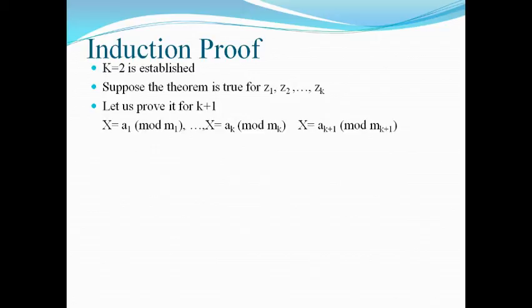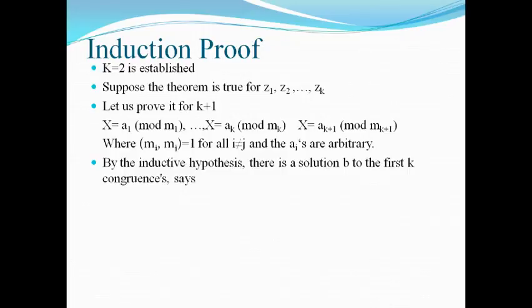Here x is congruent to a1 mod m1, to x is congruent to ak mod mk. Then we can write x is congruent to a(k+1) mod m(k+1), where gcd(mi, mj) equals 1 for all i not equal to j and the ai are arbitrary. By the inductive hypothesis, there is a solution b to the first k congruences, say b is congruent to a1 mod m1, b is congruent to a2 mod m2, to b is congruent to ak mod mk.